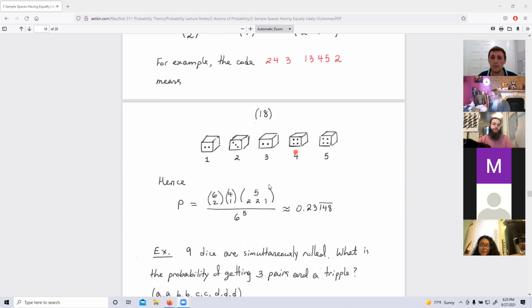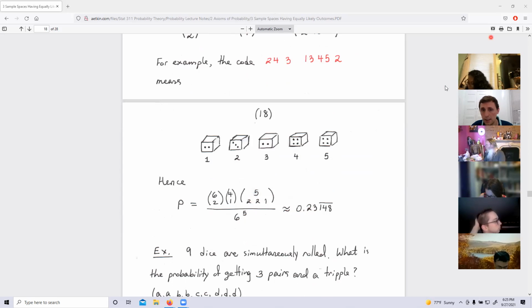So what is that value? That's the same as 5 factorial over 2 factorial, 2 factorial, 1 factorial. And this you know how to calculate. And the probability is not too low, guys. It's 23% more or less. So it's 23% likely that 2 pairs will be displayed. Are you with me? And let's do one more example of the same sort.